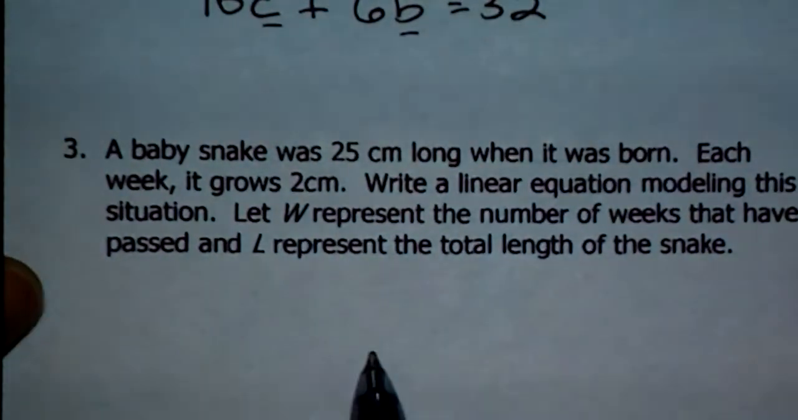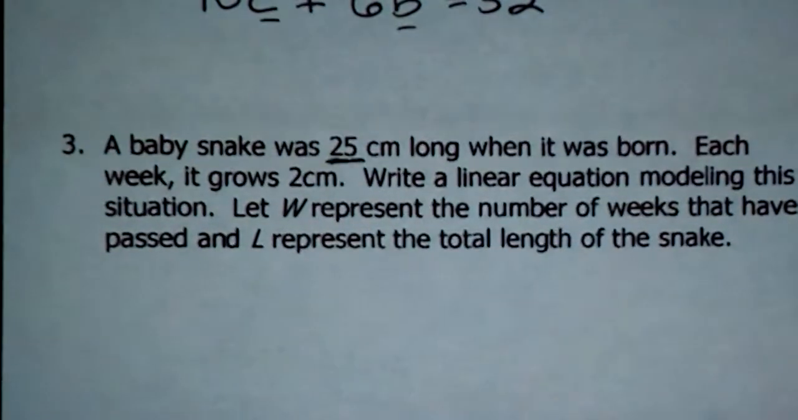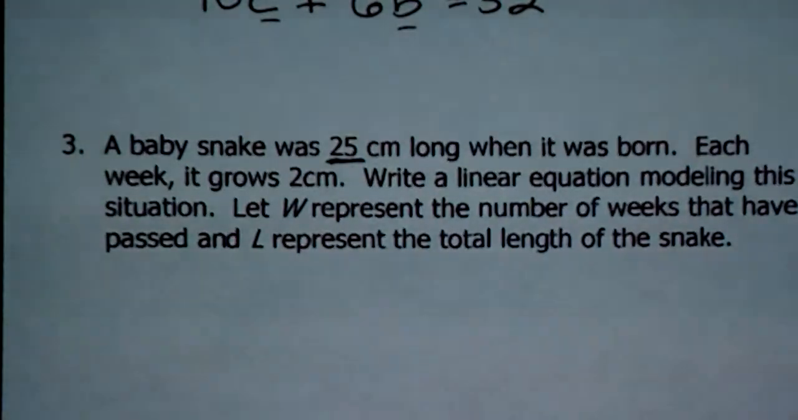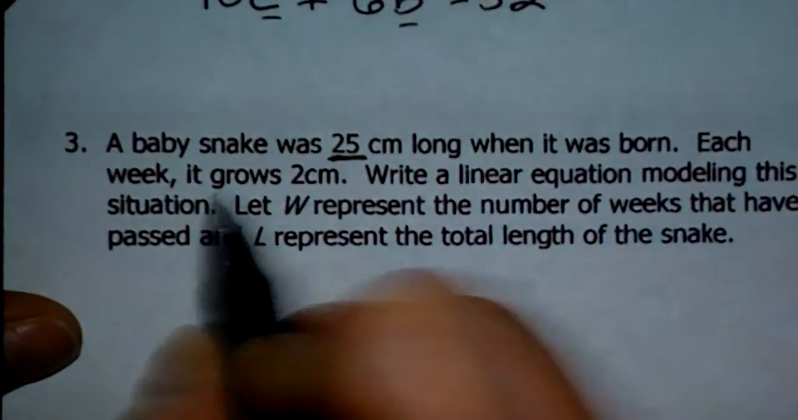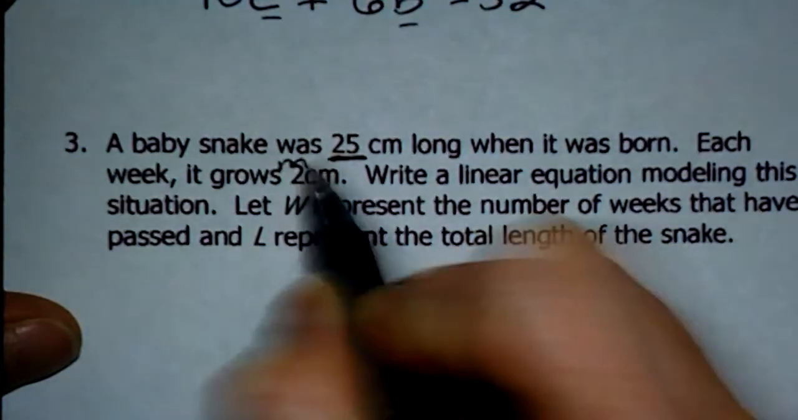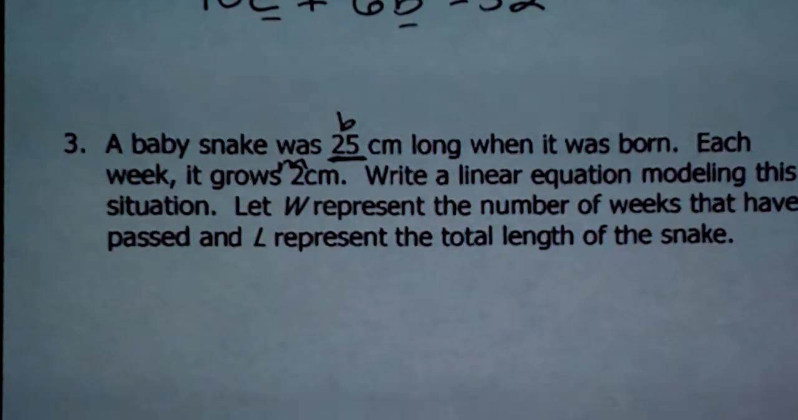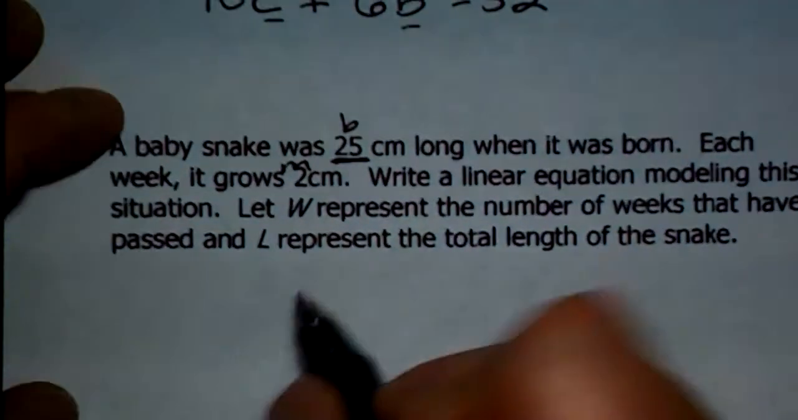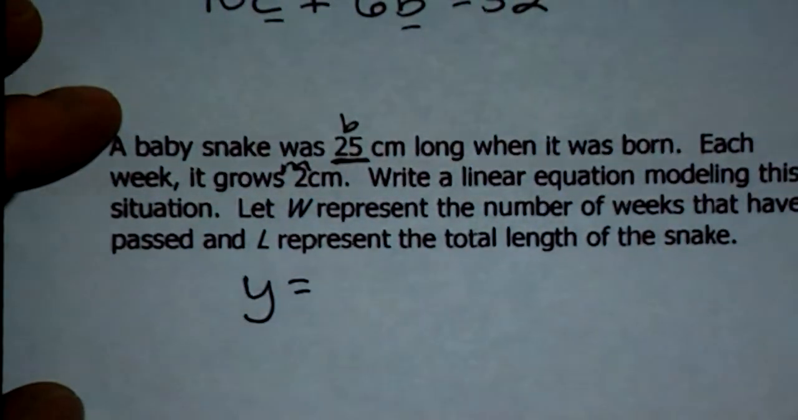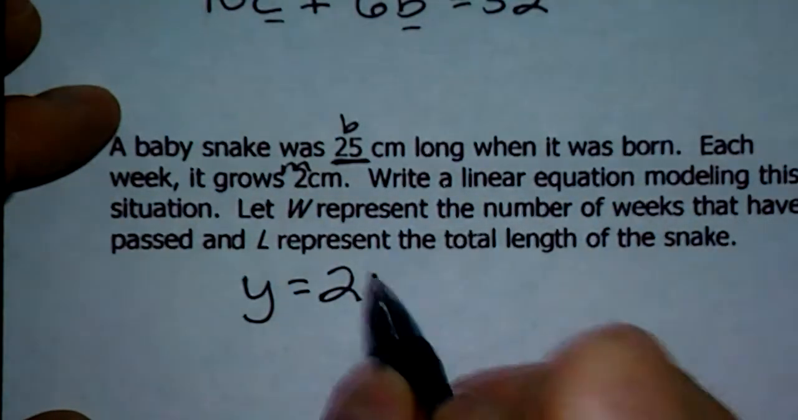You're not given two rates. You're given how long the snake was when it was born. That's your constant. That's a starting amount. It says that each week it grows 2 centimeters. That's your rate. So that would be your m. This would be your b. This wouldn't be appropriately written in standard form. This would be y equals mx plus b form because you're given one rate, and I'm supposed to use, I wasn't supposed to use x and y.